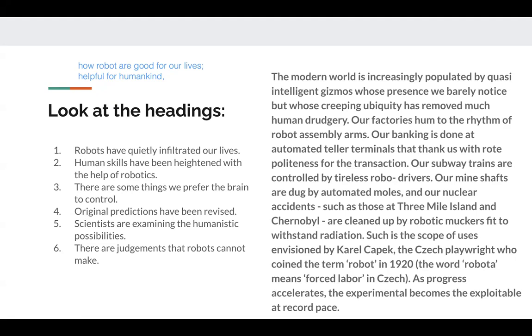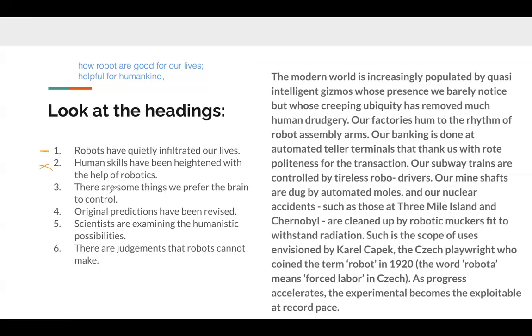Okay. Second, let's see if we can choose or eliminate the second option. Human skills have been heightened with the help of robotics. Did we talk about human skills in the paragraph? What do you think? We did talk about how human life is better because of robots. We talked about the skills of robots, but not of humans. So the second option will be eliminated, right? The first is the probable candidate.